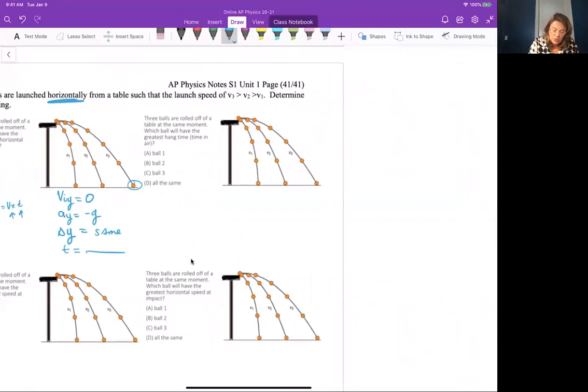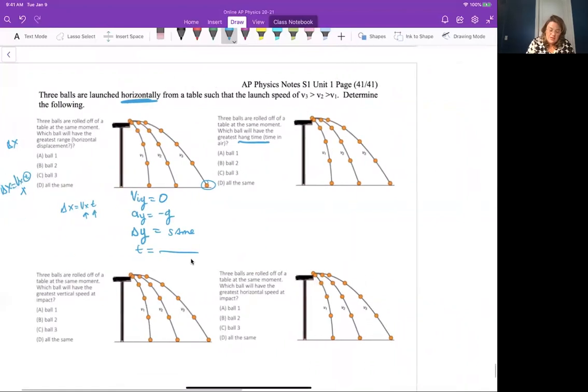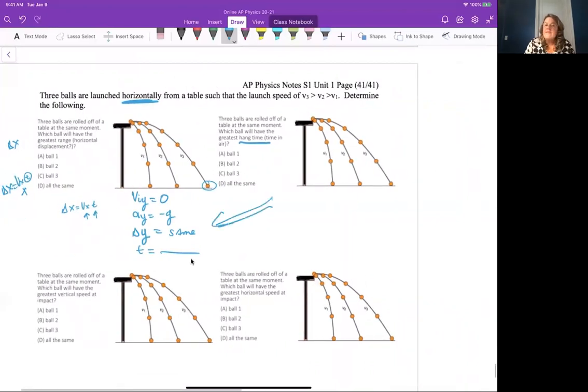Okay, 3 balls are rolled off the same table at the same moment. Which ball will have the greatest hang time? Which one will have the greatest amount of time in the air? Didn't I just prove that they all have the same amount of time? They all have the same amount of time in the air. I know that seems weird, but in the y direction, everything is the same.